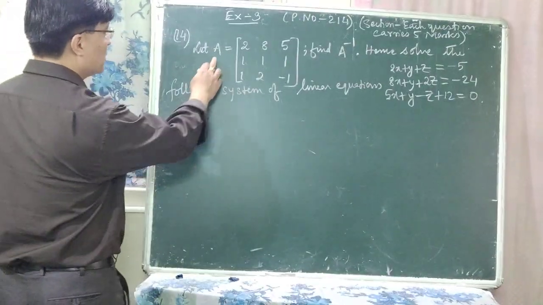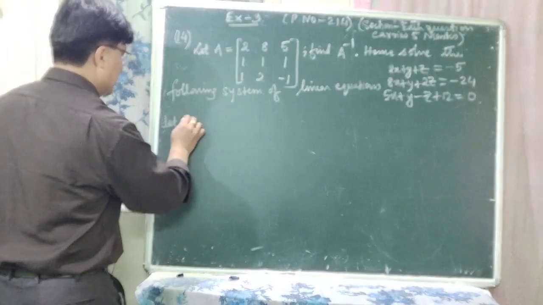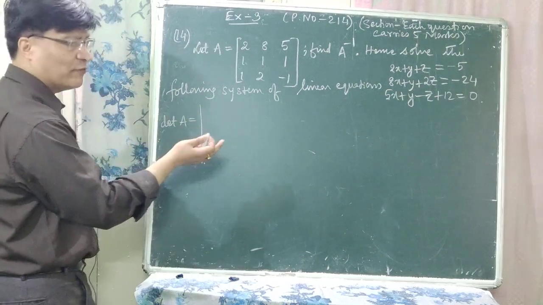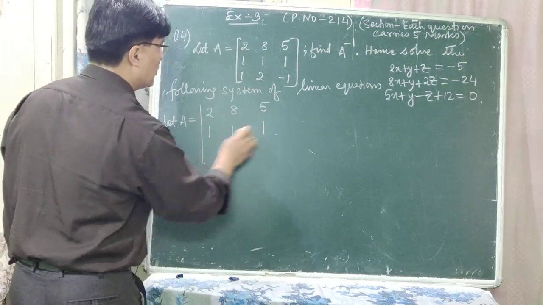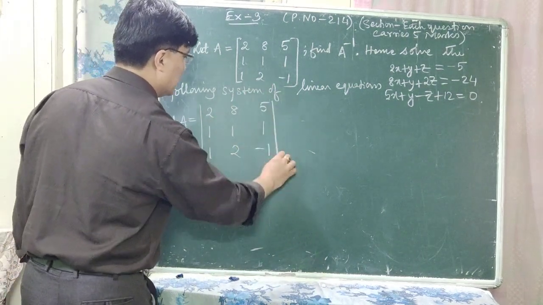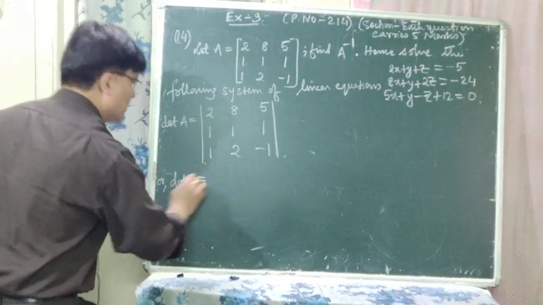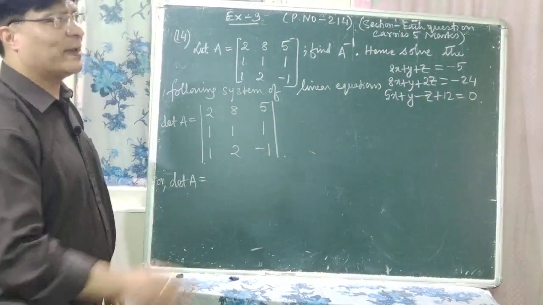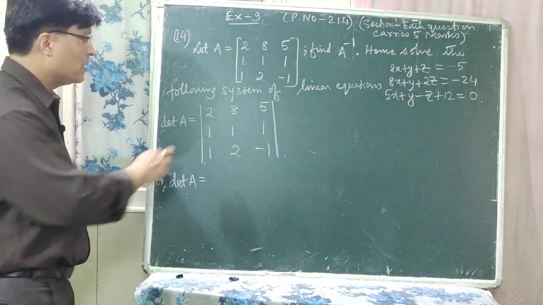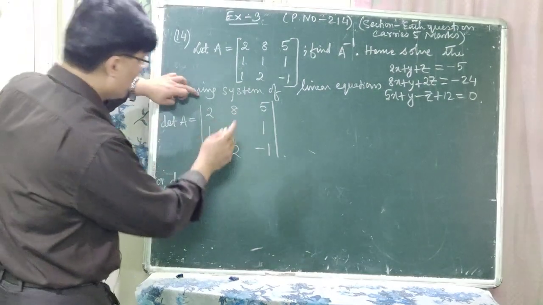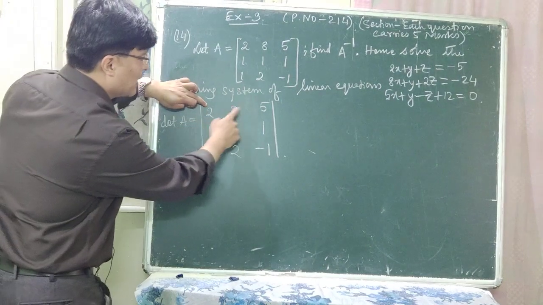Here the matrix A is given. You have to find out det A, you know that, isn't it? So det A is equal to, you convert into determinant form. First row is 2, 8, 5. What is the second row? 1, 1, 1. What is the third row? 1, 2, minus 1. Alright. Now let us expand it. You can expand it from any row or any column. So let us expand it from the first row, that is 2, 8, 5. The rule is plus, minus, plus.